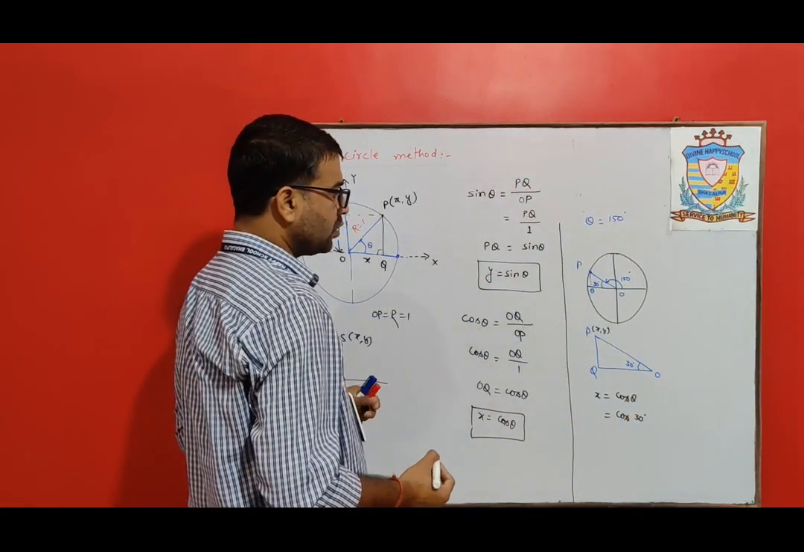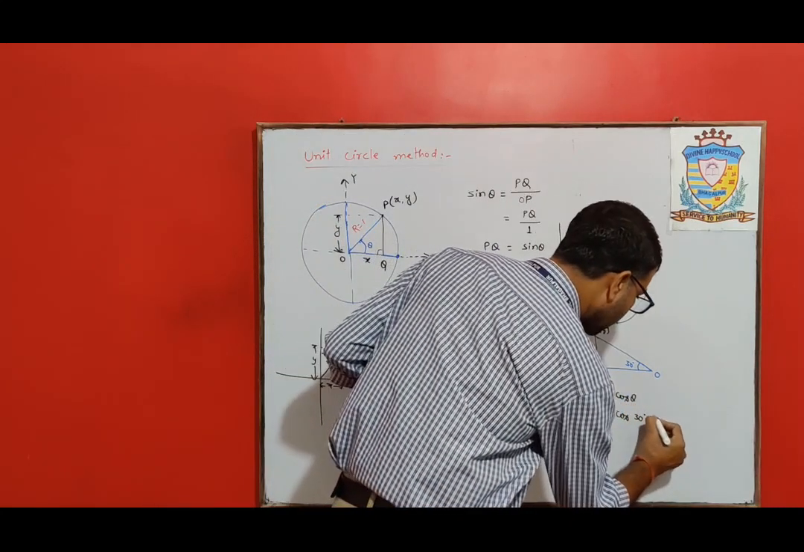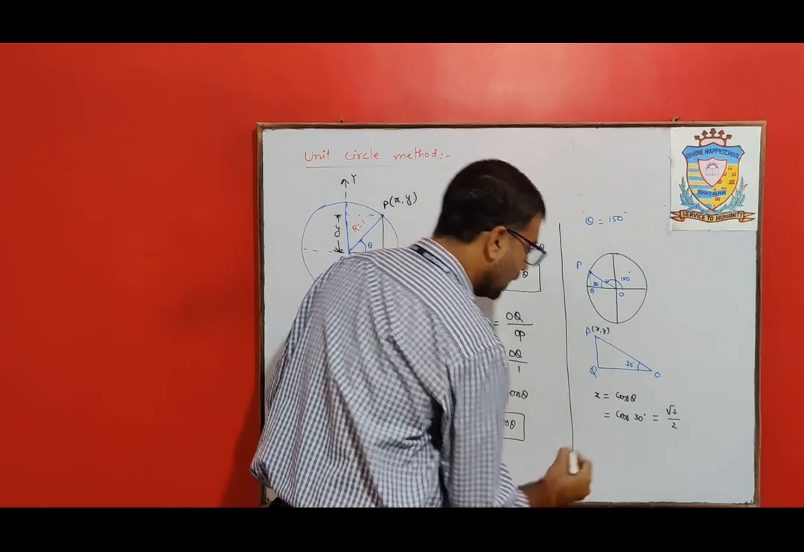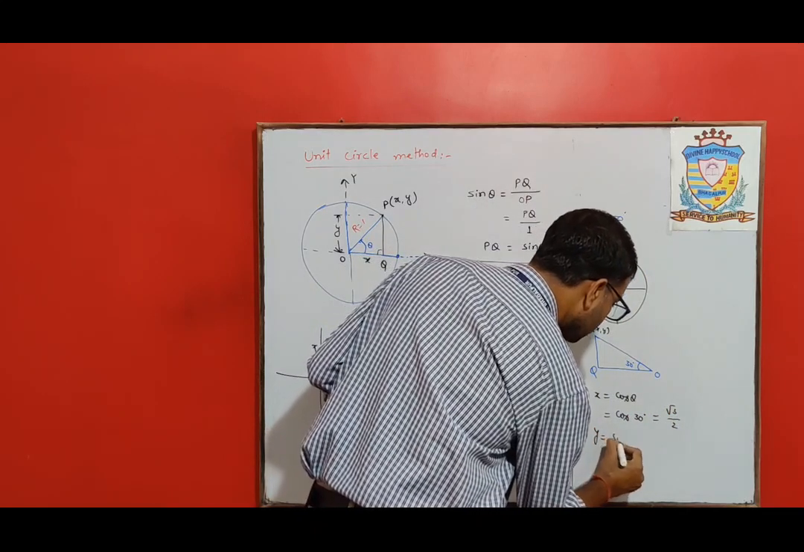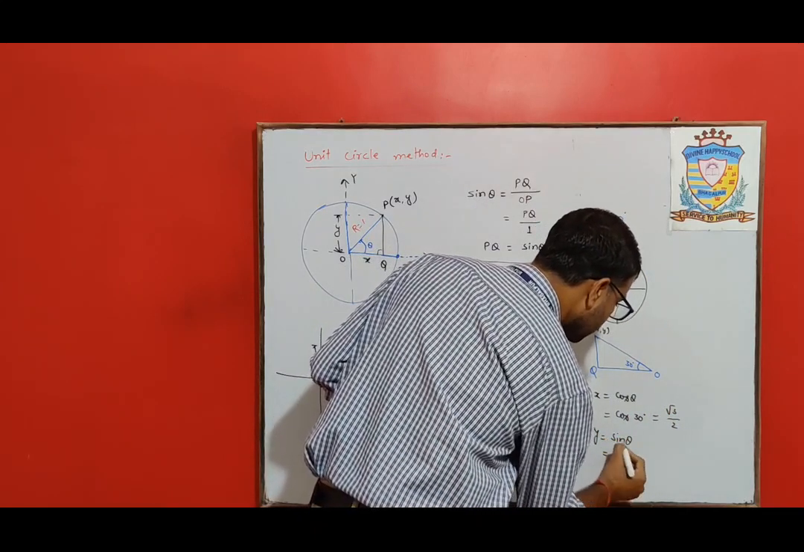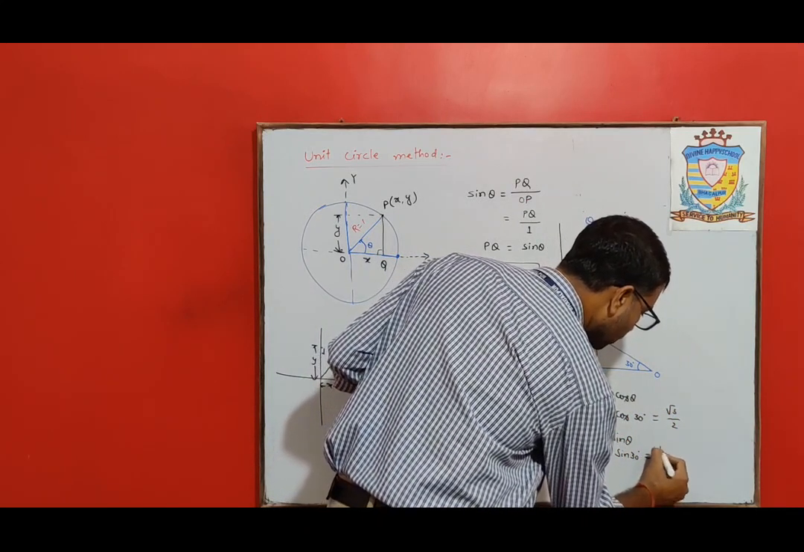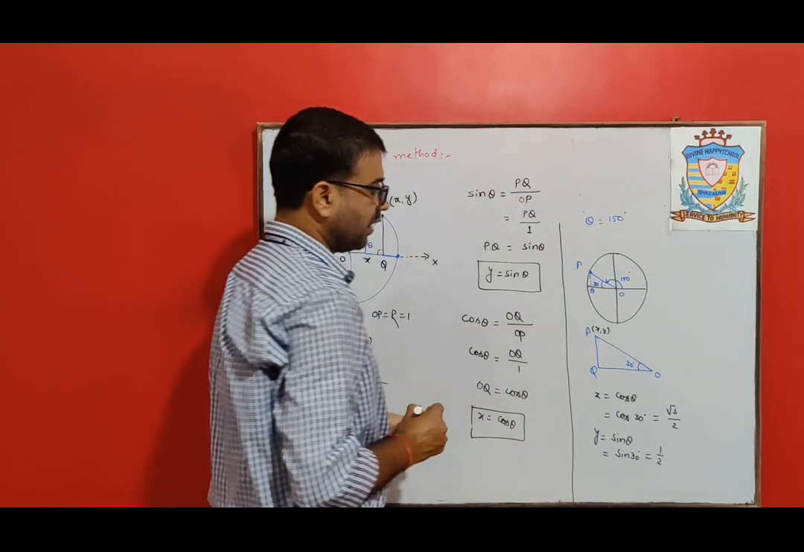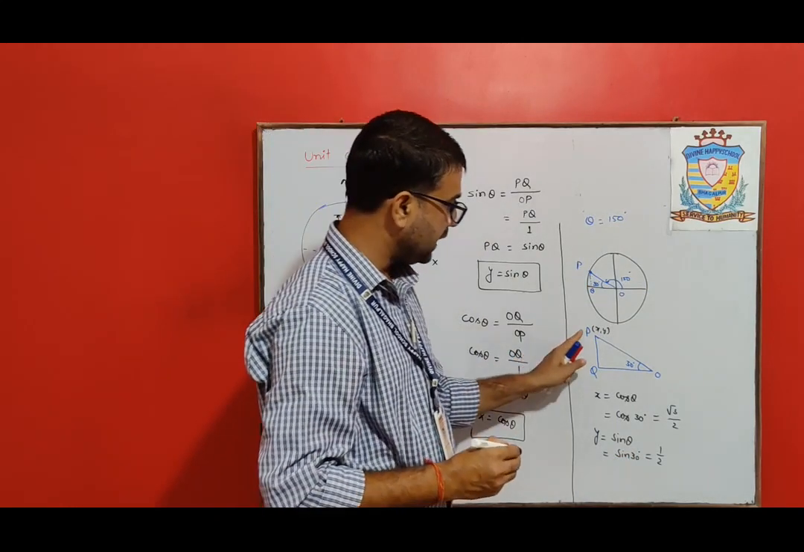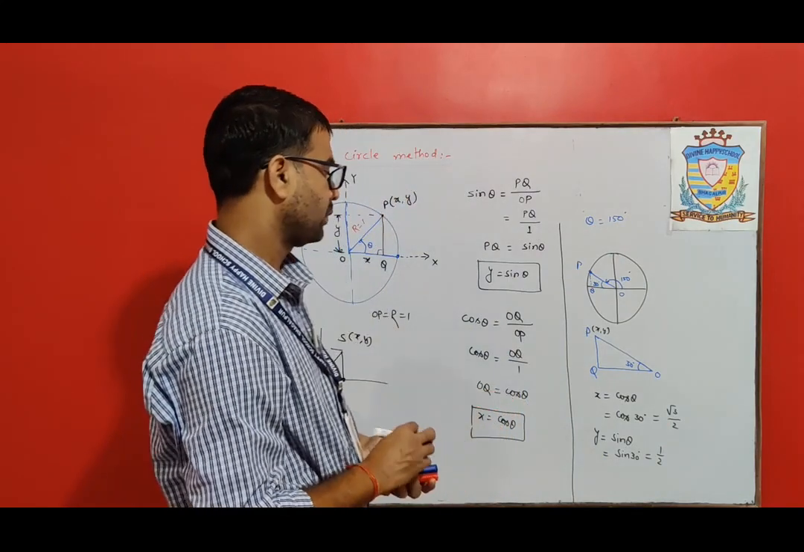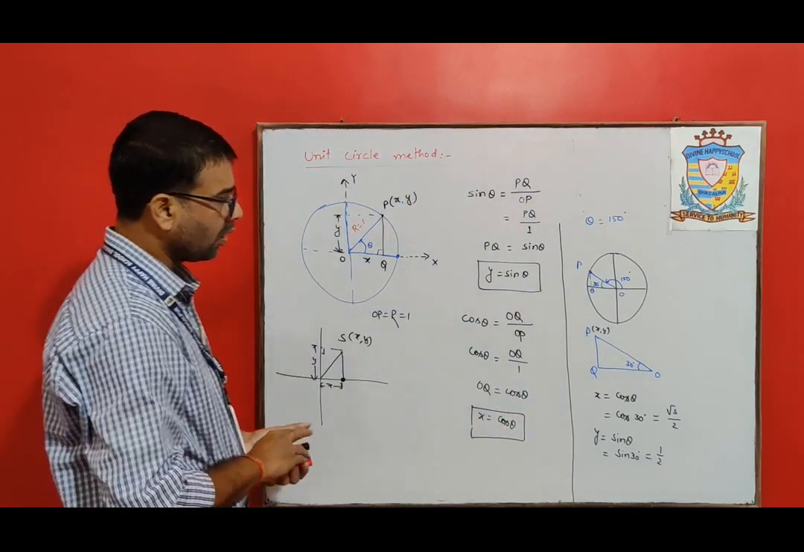Clear? Cos 30 degree is equal to root 3 by 2, and the value of y is equal to sin theta, which is equal to sin 30 degree, which is equal to 1 by 2. So the coordinate of this point P is root 3 by 2 and 1 by 2. Clear? Okay.